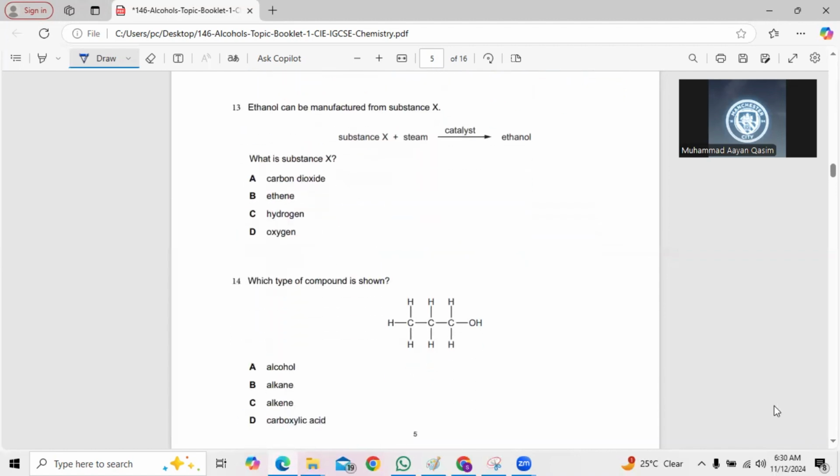Next question. Ethanol can be manufactured from substance X. If we talk about substance X, it is going to react with steam in the presence of a catalyst, so it's going to form ethanol. Which substance will we use? What will substance X be? Ethene. Yes, very good, because we know ethene is going to react with steam. Can you tell me what the catalyst will be here when ethene reacts? The catalyst would be phosphoric acid. Shabash, that's going to be phosphoric acid.